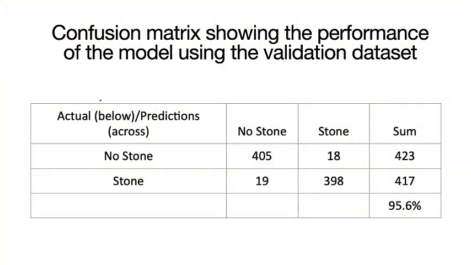The confusion matrix evaluates the performance of a classification model by showing the breakdown of correct and incorrect predictions across all classes. Here is the confusion matrix using the validation dataset. 405 actual non-stone images were correctly predicted. 398 actual stone images were correctly predicted. The overall accuracy for the model and data was approximately 96%.